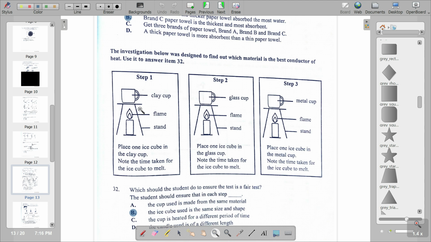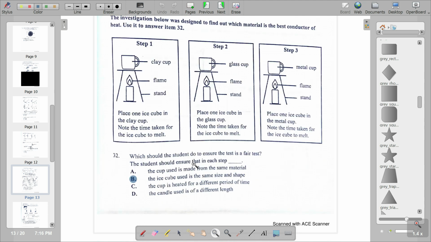The only difference between step 1 and step 2 is the type of cup, which one is a clay cup, the other one, in step 2, is a glass cup. Same thing, the only difference is that this one is a metal cup. So we're now trying 3 different cups giving the same type of environment, right? So let's look at what the question is asking us. Which should the student do to ensure that the test is a fair test?